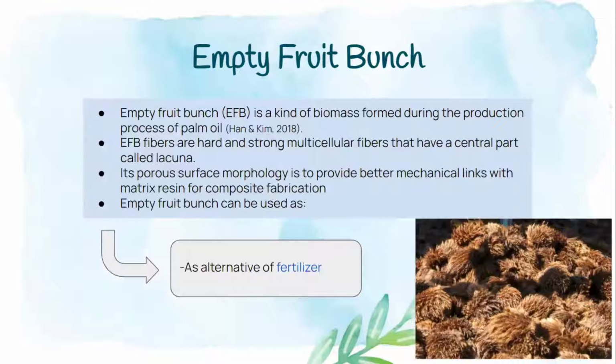What is empty fruit bunch? Empty fruit bunch is a kind of biomass formed during the production process of palm oil. It has a hard and strong multicellular fiber that has a central part called lacuna. So it can be used as an alternative fertilizer.